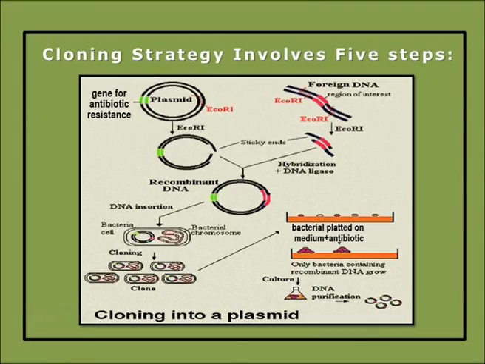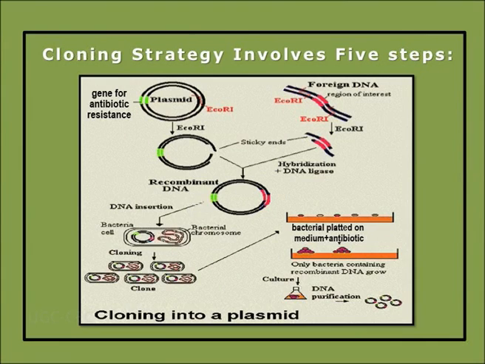Number 1 step is generation of a suitable vector DNA by digesting it with a suitable restriction endonuclease. And second is to create the foreign DNA which is of our interest by means of restriction enzyme digestion. Third step is the ligation of these two pieces of DNA which have compatible ends, and this process is called DNA ligation. And fourth step is introduction of this recombinant DNA inside a suitable host cell.